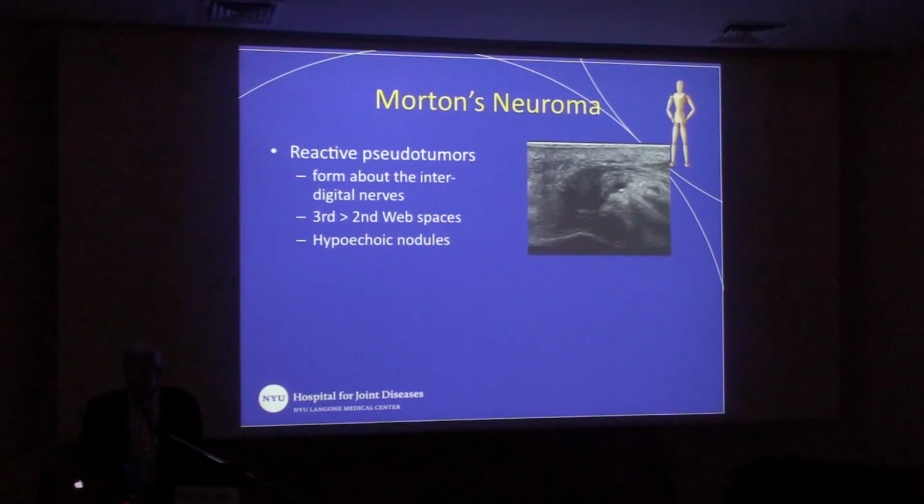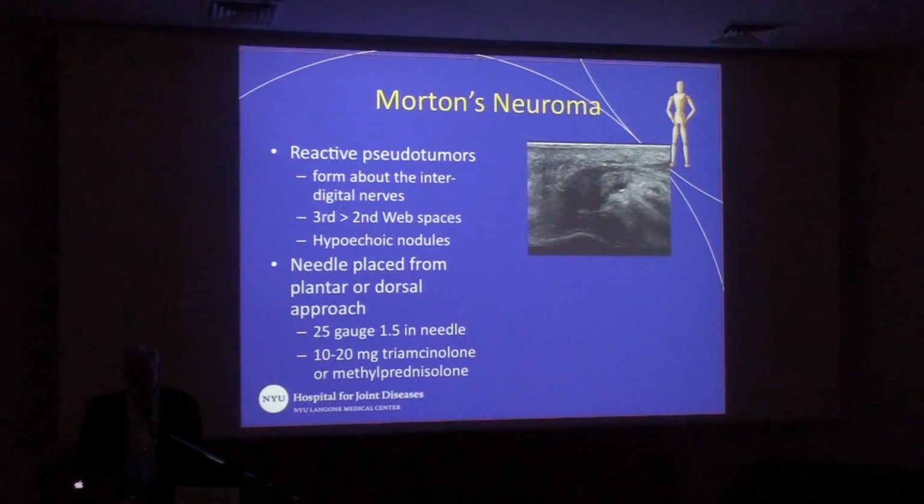Morton's neuromas are these hypoechoic nodules that we see in the second and third web spaces, and we may see a thickened nerve, as in this particular case, going into this neuroma. We approach these, usually either a dorsal or plantar approach will suffice, but I'll go into them with a short and a long axis approach with a 1.5 inch 25 gauge needle, and I inject the same amount of steroid I might with a small joint. So typically something on the order of 10 to 20 milligrams of something like triamcinolone.